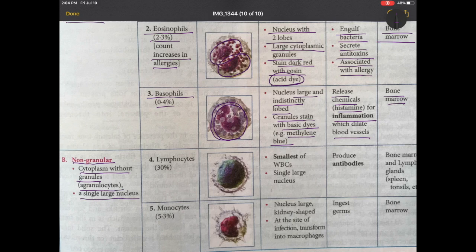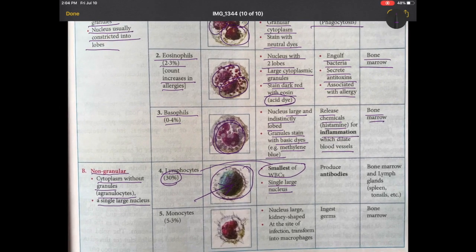There are two types. Lymphocytes constitute about 30% of the total white blood cells in our body. Remember, lymphocytes are the smallest of the white blood cells. So if you are asked to name the smallest white blood cells, what will you name? Lymphocytes. It has a single large nucleus, as you can see here. And what is the function? It produces antibodies. Where is it formed? It is formed in the bone marrow and lymph glands like the spleen and tonsils.